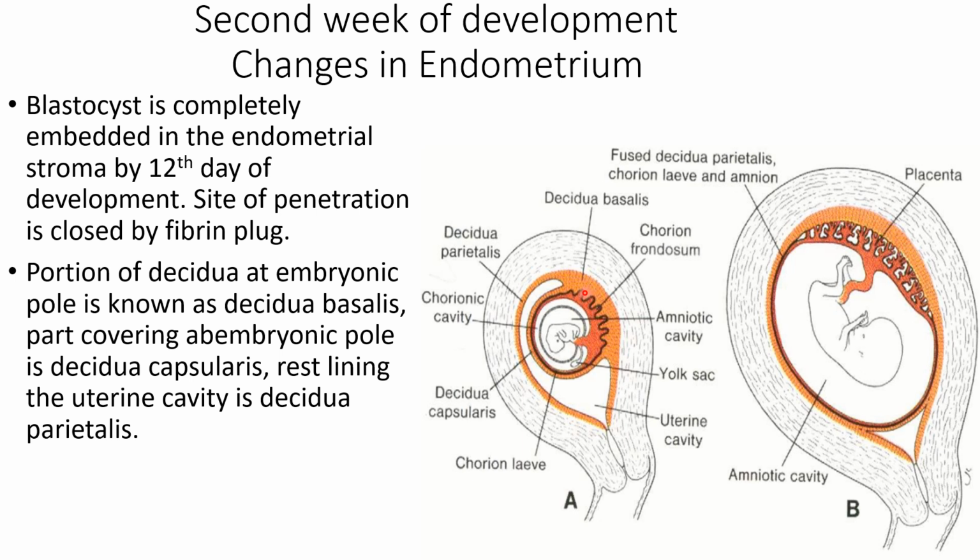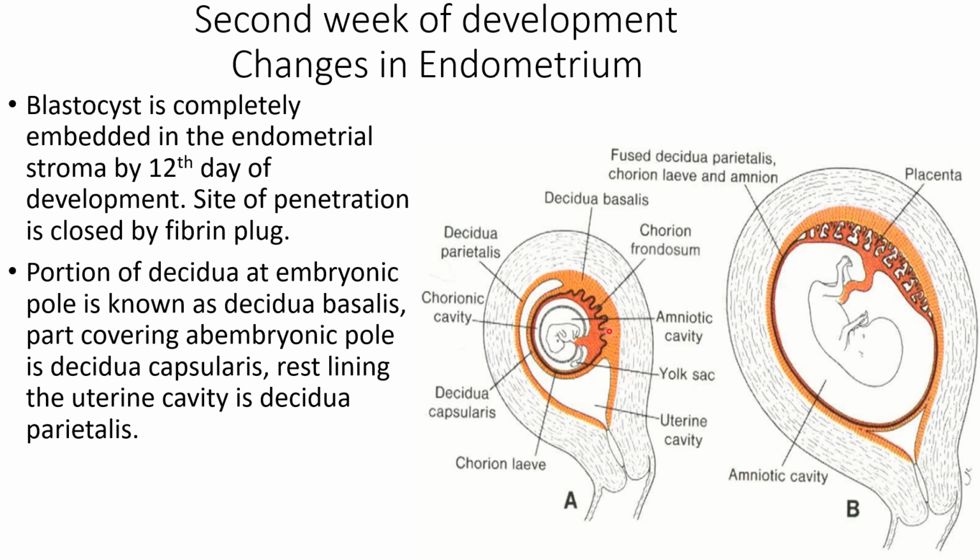So the stratum compactum and spongiosum are now occupied by the developing embryo. These two parts of the endometrium are now occupied by the embryo, and the implantation is completed. Then the site of penetration is closed by a fibrin plug. Soon after implantation, the decidua is divided into three parts.